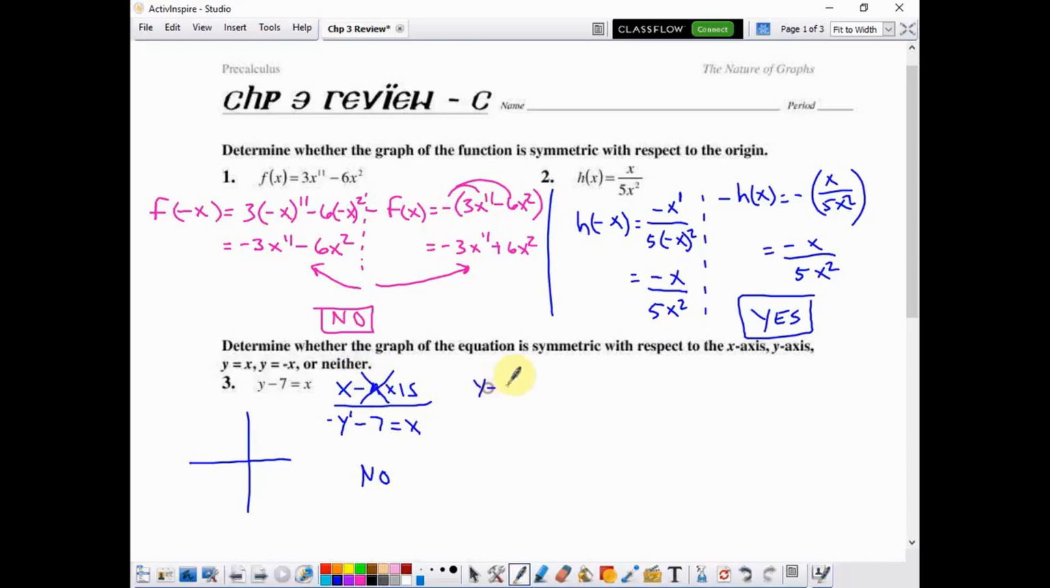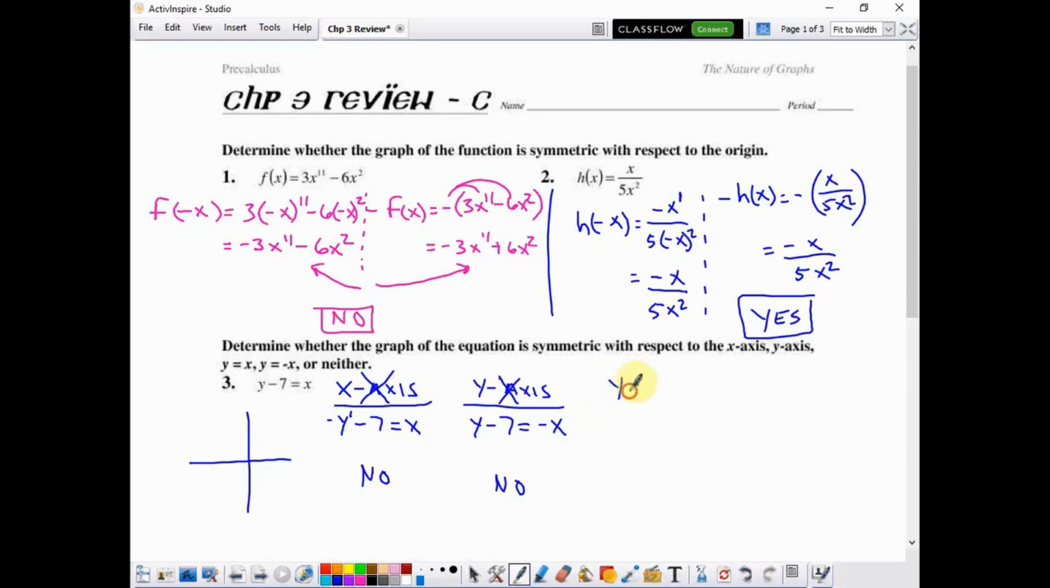Symmetry with respect to the y-axis, to test that, I'm going to put in the opposite of x. Because symmetry over the y-axis, whatever x value I see on that graph, the opposite of that x value will also exist. Now, right now, I've got the left side already matching, and this negative is not going to go away because it's to the first power, so it's not an even power. So the right side is not going to match. No, there is no symmetry about the y-axis.